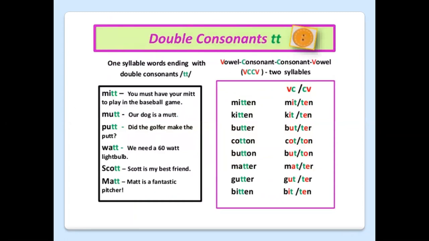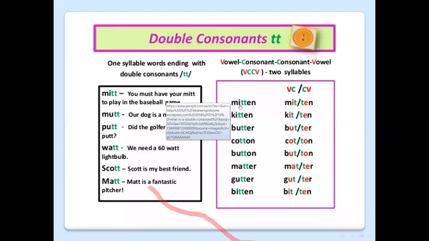Double consonant T. When do we double letter T? When we have one syllable words ending with double T, like myth. Also, when we have vowel, consonant, consonant, vowel, two syllables with the first syllable vowel then consonant, and the second syllable consonant and vowel, like mitten.